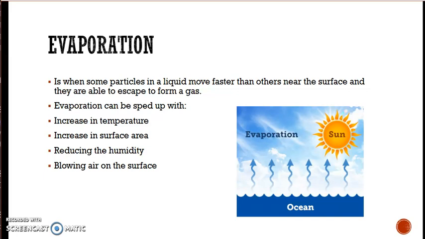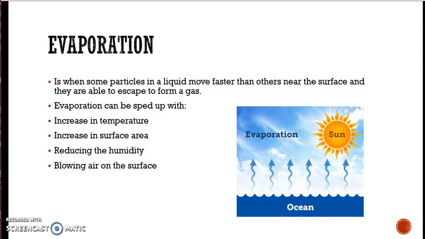And it happens to every single liquid at every single temperature because of radiation, heat, whatever. And it only happens on the surface, mind you that. Evaporation can be sped up with an increase in temperature, an increase in surface area, reducing the humidity, and blowing air on the surface. So increasing the temperature is pretty self-explanatory.